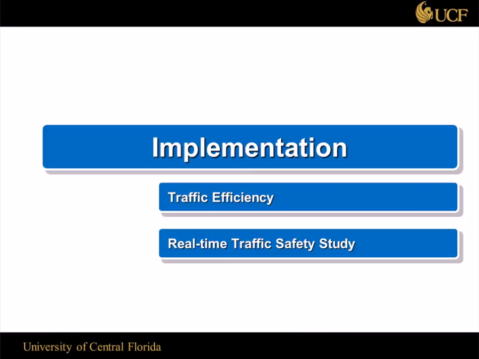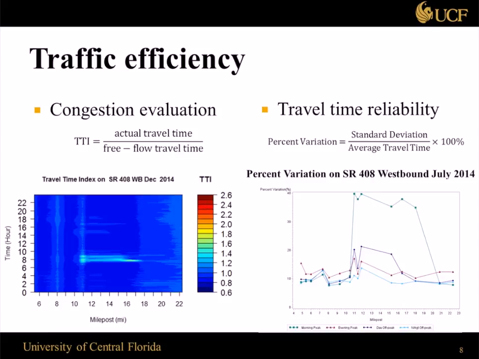For the implementation of the big traffic data, first the traffic efficiency was measured based on the congestion evaluation and the travel time reliability. The congestion is evaluated by the travel time index. The travel time index is calculated using actual travel time and the free flow travel time. The higher the travel time index, the more congestion.